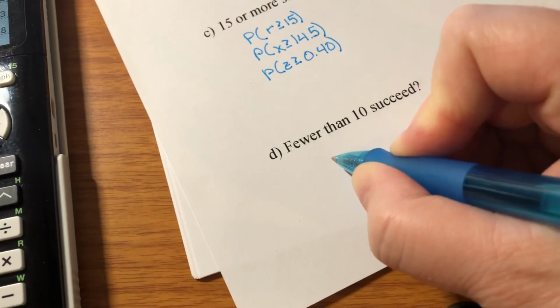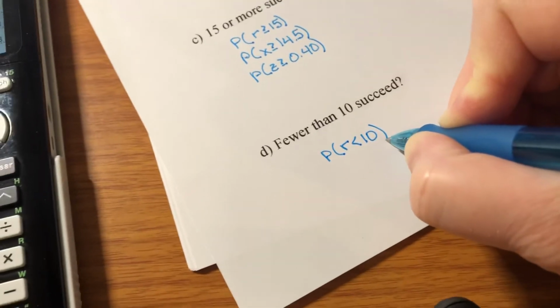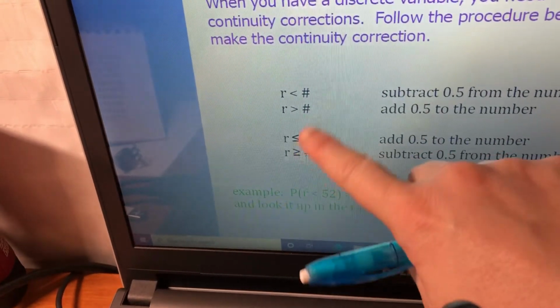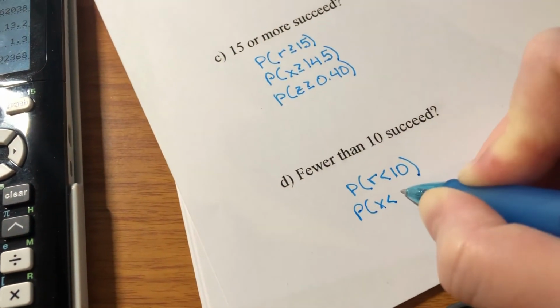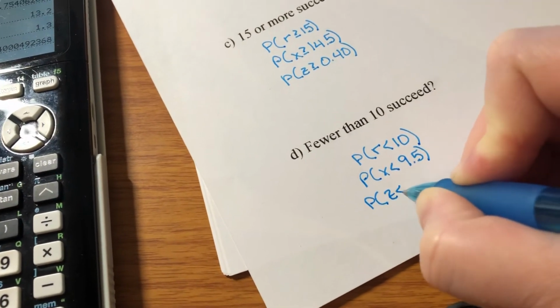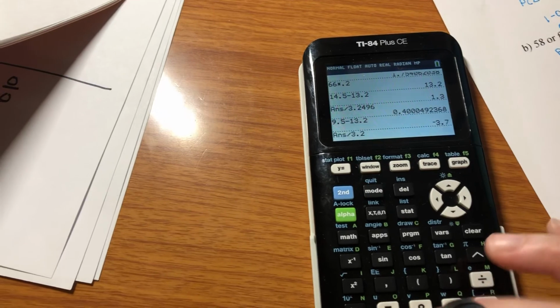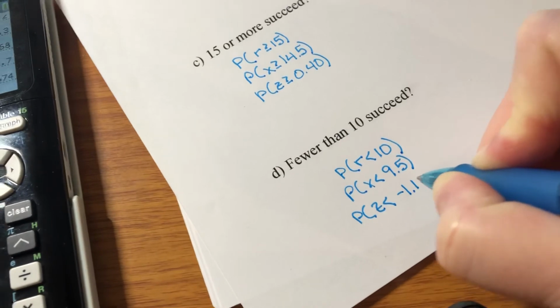And then here on my final one, fewer than 10. That means R is just less than 10, so that is not including 10. So that gives us a different one. If R is less than a number, not equal to, just less than, we're going to subtract 0.5 from the number. So to change it to a continuous variable, subtracting 0.5 makes this 9.5. And then I'll have to convert that to a Z again. So 9.5 minus 13.2, I divide that by 3.2496, and I get a negative 1.14.